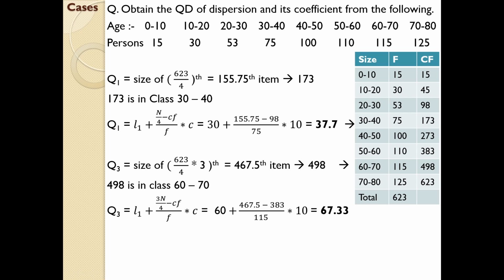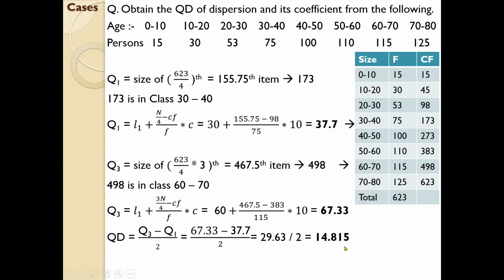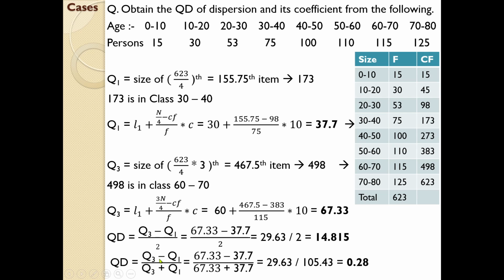Now just substitute these values in the equation. Quartile deviation is Q3 minus Q1 by 2 equal to 67.33 minus 37.7 divided by 2. You will get 14.815. And in the question it is asked to find the coefficient. So coefficient of quartile deviation is Q3 minus Q1 divided by Q3 plus Q1 equal to 67.33 minus 37.7 divided by 67.33 plus 37.7 equal to 29.63 divided by 105.43.